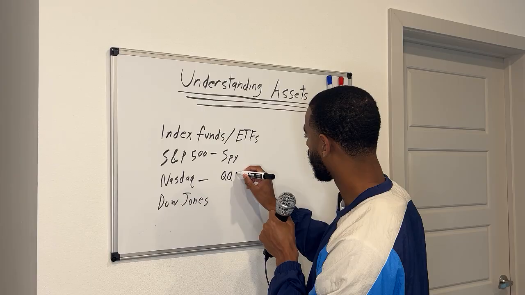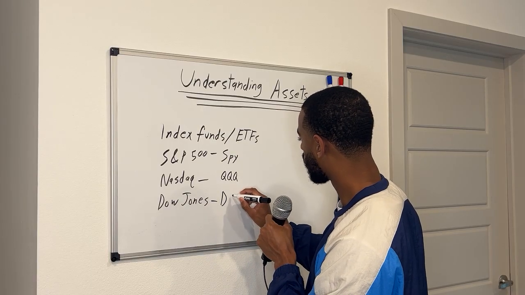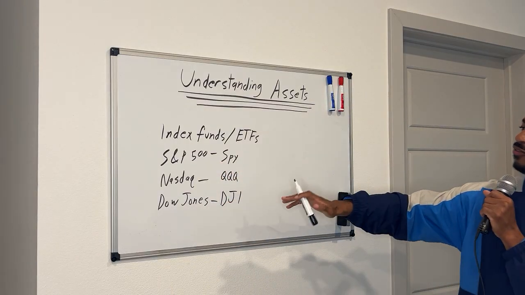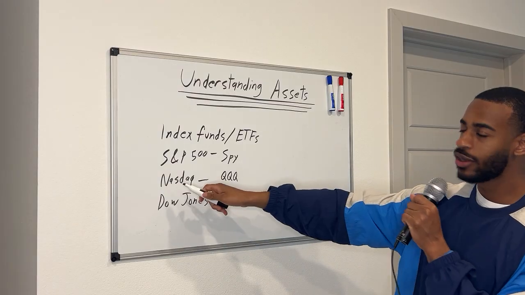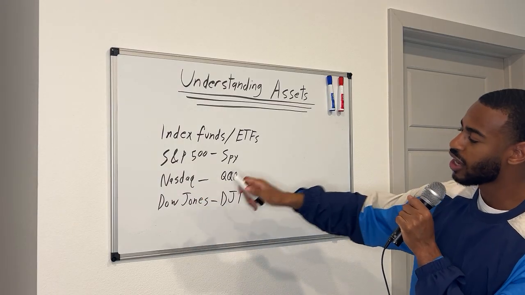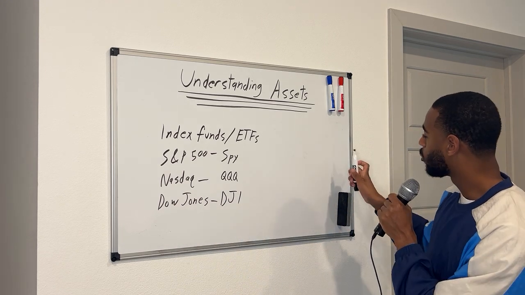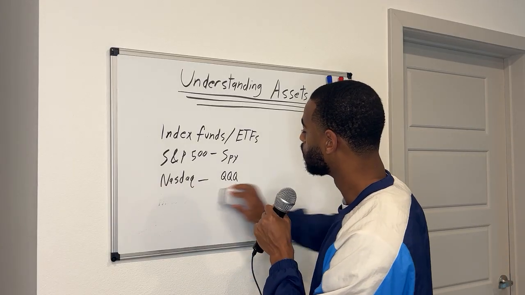For the NASDAQ, you have QQQ. And for Dow Jones, you have DJI. So these are index funds, right? If you want to invest in the entire S&P 500, you can invest in SPY. If you want to invest in the entire NASDAQ, which is mostly tech stocks, you can invest in QQQ. And if you wanted to invest in the Dow Jones, you can invest in the DJI, right? Now, how do ETFs differ? Technically, they don't, but ETFs are a little bit more flexible.